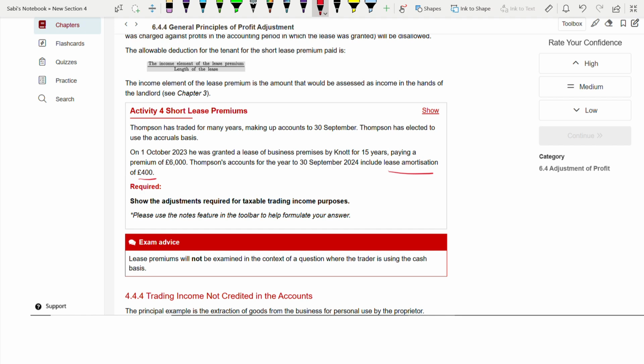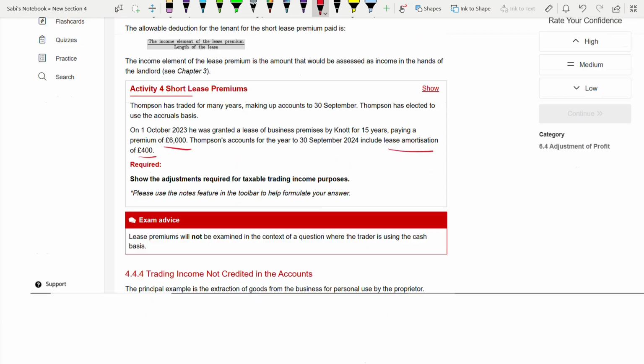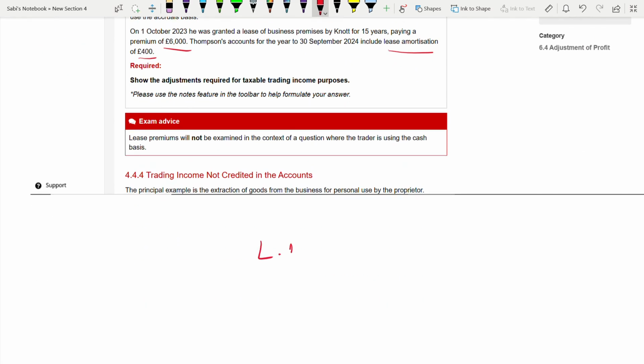So first we need to find the income element. What is the lease premium? 6,000. So lease premium is 6,000. From here we need to deduct the capital element. So from our lecture 3, we know that 2% of 6,000 into number of years. It was for how many years? 15 years. 50 minus 1. Okay. So it's 1680. This is the capital element.